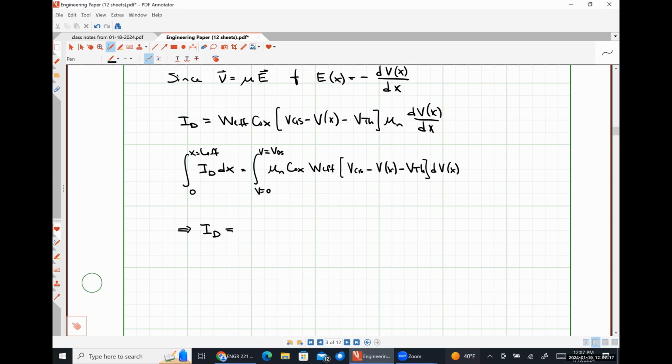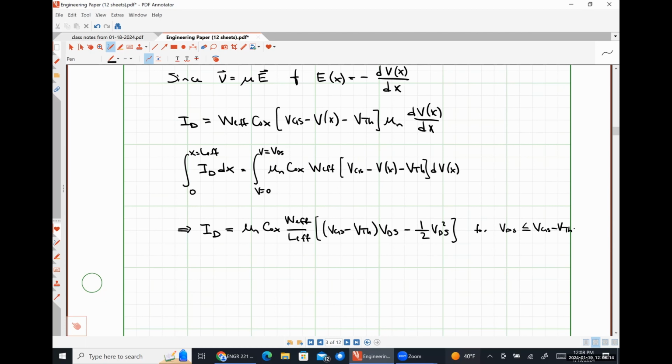So effectively, this ID gets moved out and this integral is just going to look like our effective length. And then I'm going to move that effective length to the other side of the equal sign so that I get mu n C ox effective width divided by effective length times (VGS minus VTH) times VDS minus 1/2 VDS squared. And this is valid for VDS less than or equal to VGS minus VTH.